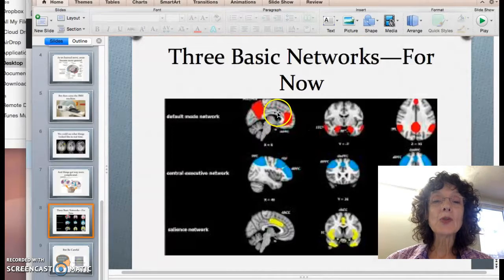And to me, the most interesting of the networks is actually the one called the default network. This is something that we've discovered relatively recently, and that is that when the brain is not busily engaged in goal setting and tasks at hand and looking at things in the external world, there are important things going on relative to the internal world, and that's the default network.